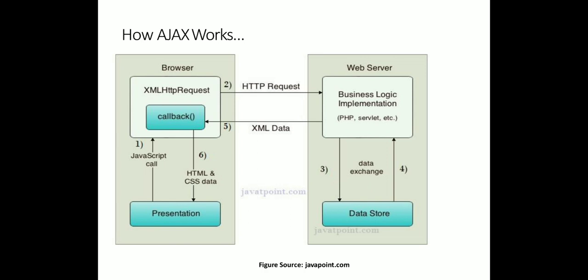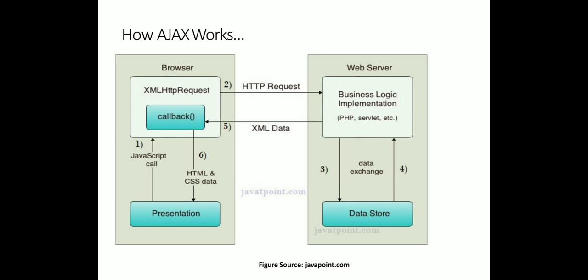Firstly, the user sends the request. Second, the HTTP request is sent to the server. Third, the server interacts with the database. Data is retrieved in the fourth step. And in the fifth step, the server sends XML data to the XML HTTP request callback function, and that data is displayed with the help of HTML and CSS on the browser. So these are the basic six steps working behind Ajax.